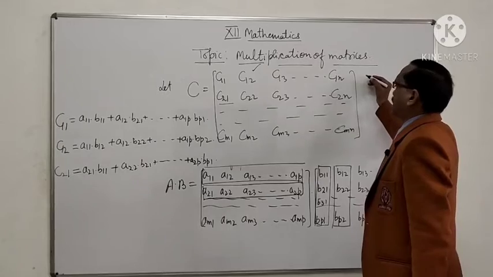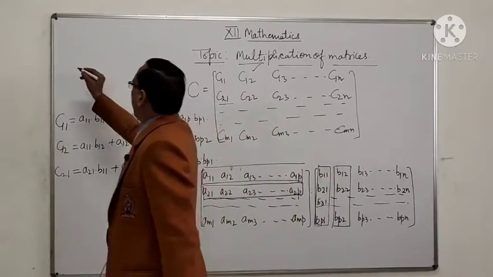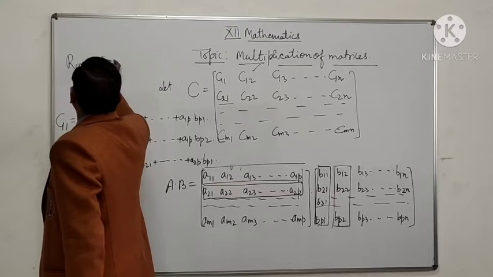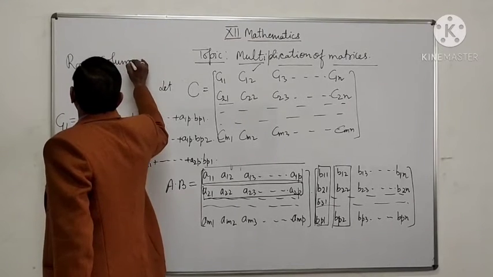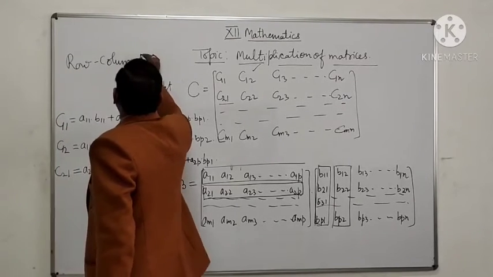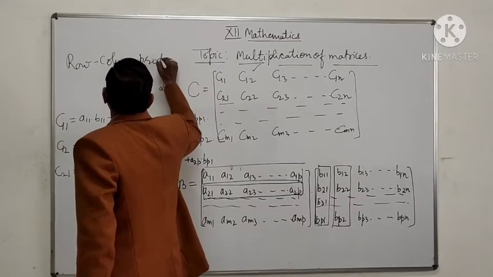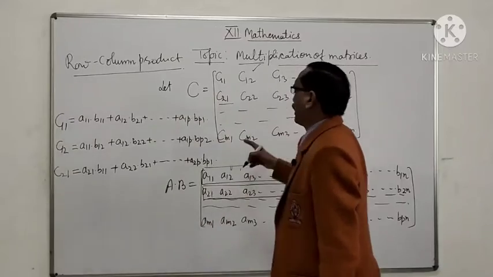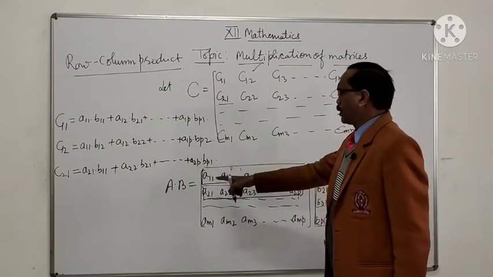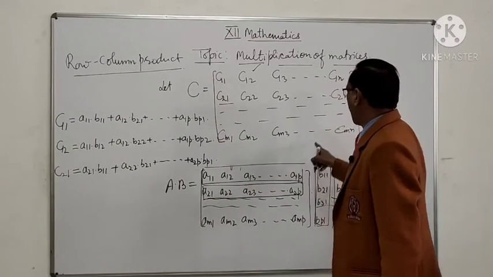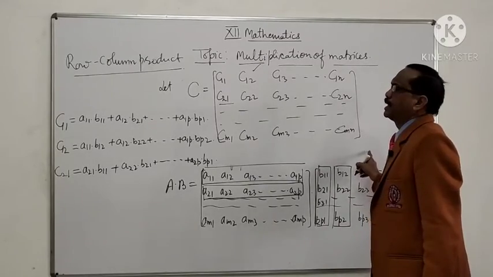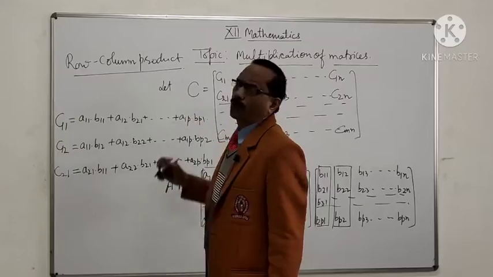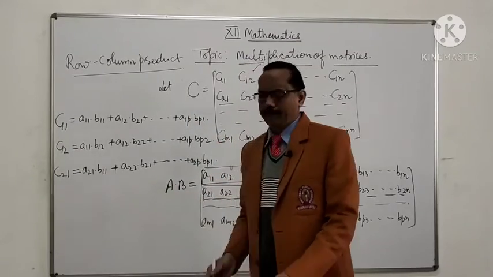Students, this product is called the row column product, because we are taking the rows of the first matrix and the columns of the second matrix. That is why this multiplication is said to be the row column product.